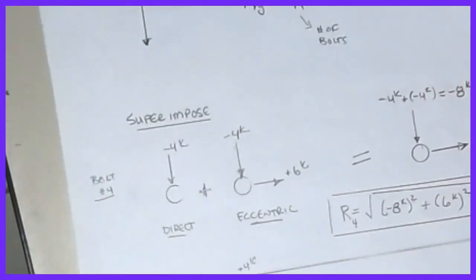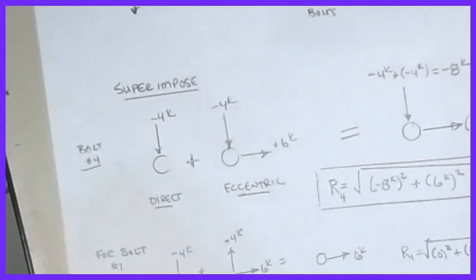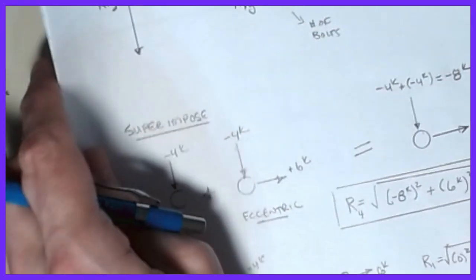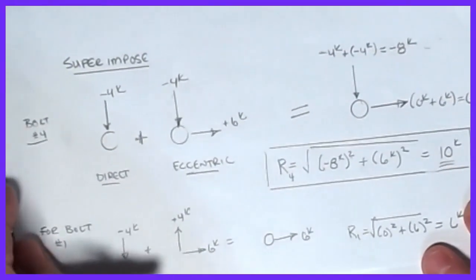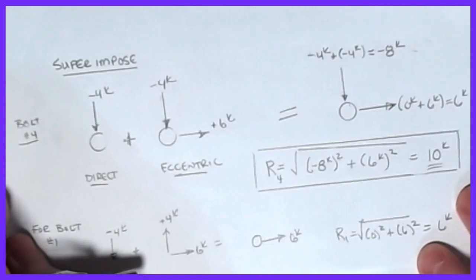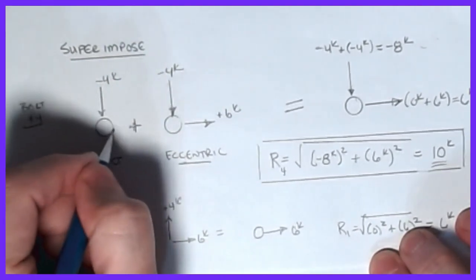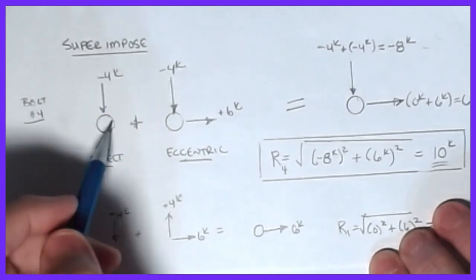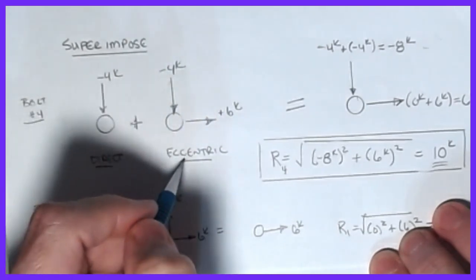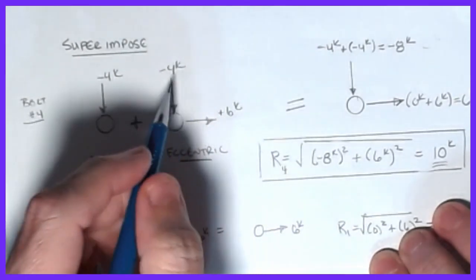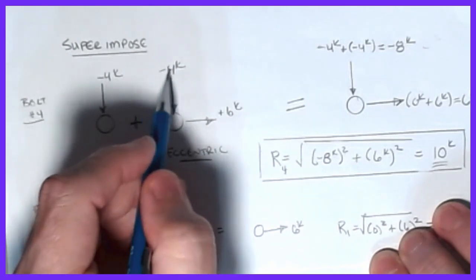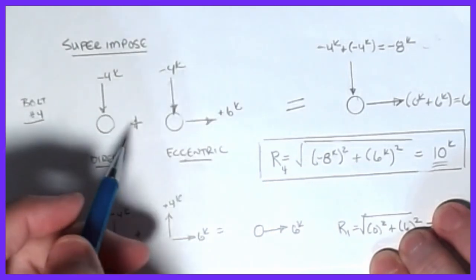And so now it's just a matter of putting all of these pieces together, and this is how you do it. My page is sorted here a little bit. Okay, here's what we're going to do. All we're going to do is a simple superposition. I'm going to take the direct case that I had, and we said that was a -4 kips acting on this bolt. And I'm going to take the eccentric case, which is going to be the x and the y's that we saw from the moment case. And so I had -4 acting down, and I had +6 acting to the right.